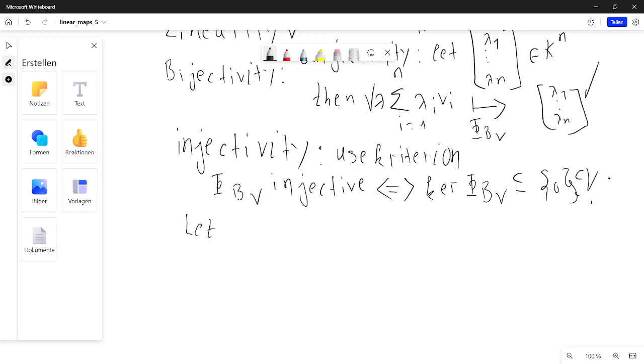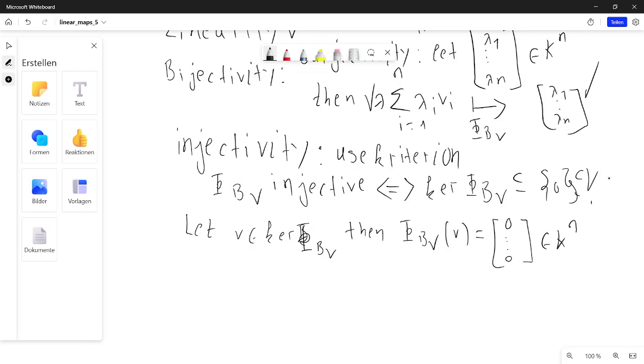Let v be an element of the kernel of the map, then the image of v is equal to (0, ..., 0) in K^n, which means, recall that it assigns the coordinates, nothing else, the coordinates in the basis, which means that the coordinates of that vector were, actually, to have it written down properly, v equals the sum over i equal 1 to n of lambda_i b_i, the unique representation, right?